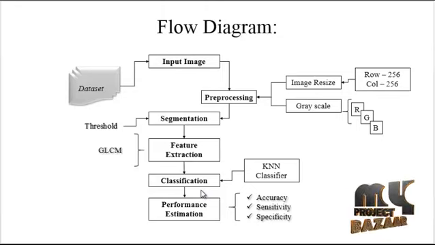In this classification, we have three kinds of input for the classifier, that is the test feature, train feature and target.